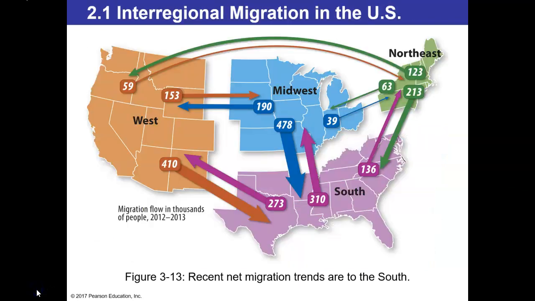years. This map will show the different regions that are considered to make up the United States. Check out what states make up the West, the Midwest, the South, and the Northeast. This figure, 3-13, can be found on page 87 of your textbook. It indicates interregional migration in the United States. Figures will show the flow of migrants in thousands of people in 2012 and 2013. As you'll see, the most recent net migration trends are to the south.